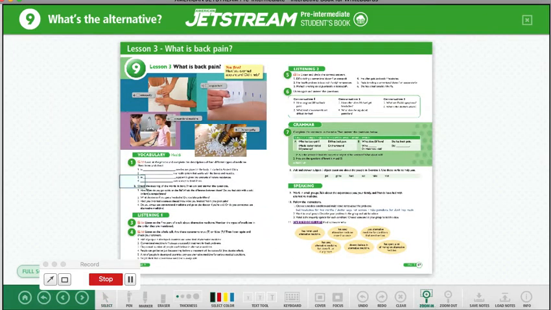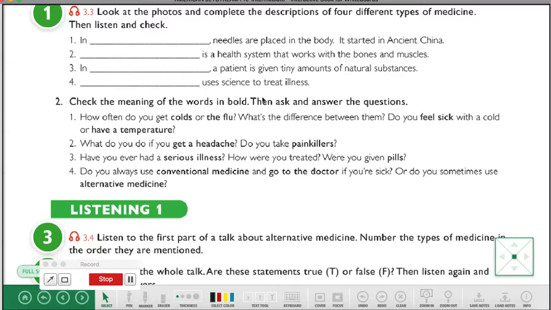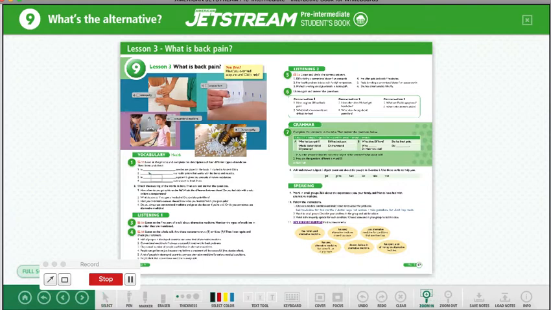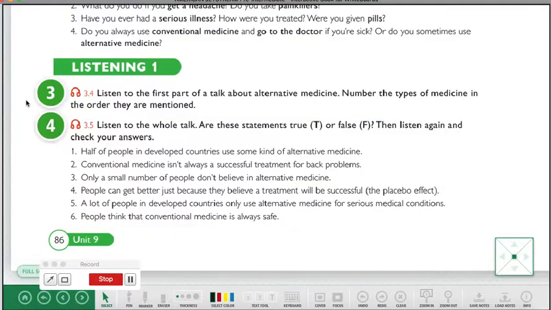Then in exercise number 2 we have some questions, but before, you have to go over the meaning of the bold words. If you don't remember, bold words are palabras en negritas, like this: colds, flu, feel sick, temperature, etc. So check the meanings and then answer the questions. So this is exercise number 1, number 2, then we are going to go to number 3.